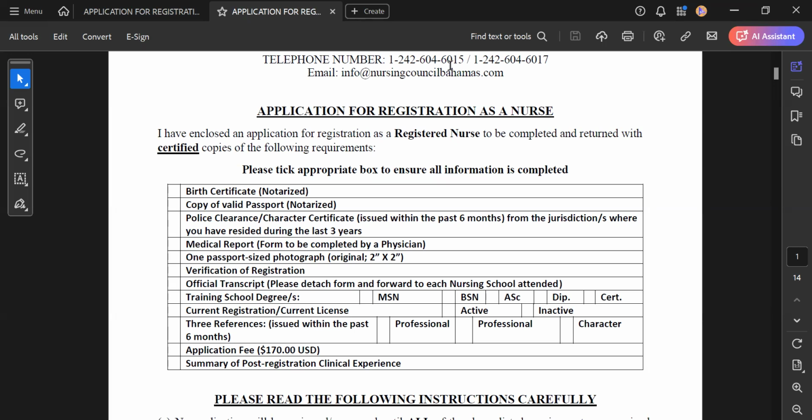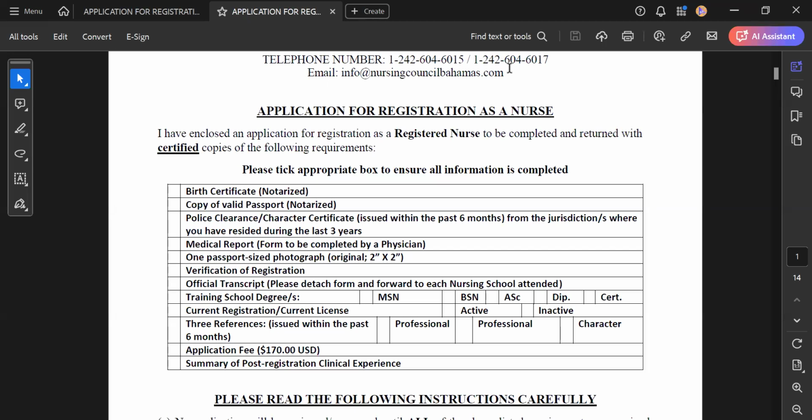So your current license, that is your PIN, should be active. Then the 3 references issued within the past 6 months. The reference shouldn't be more than 6 months old. It should be within 6 months. And we have 3 references that you're supposed to bring and add to your document. You can see one is professional, the second is another professional, and the third is character. So your first professional should be somebody higher than you in your same fraternity, something in nursing.